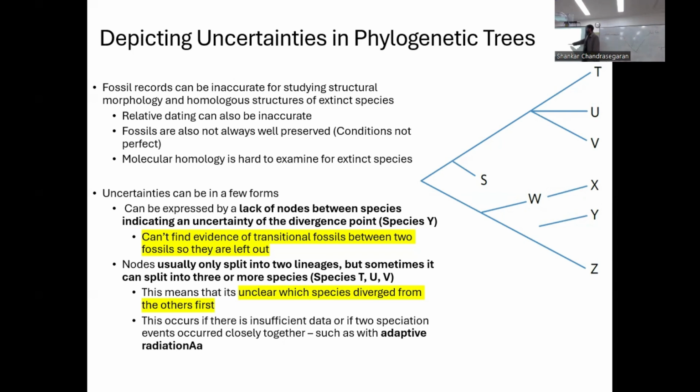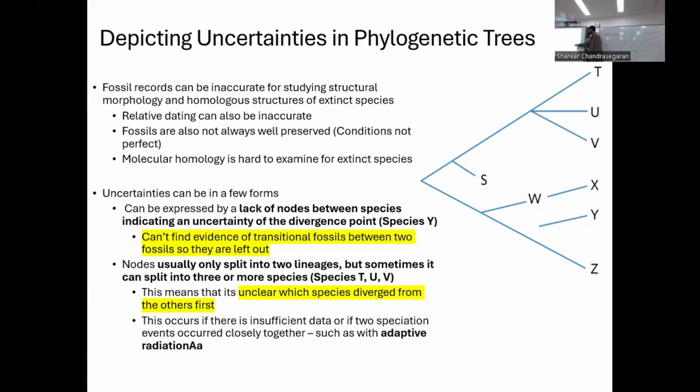So sometimes molecular homology can be very hard to use because there can also be barriers to be able to identify them. So all these uncertainties can be expressed in two main ways. One is that there's going to be a lack of a node between a species, indicating uncertainty of the divergence point. Specifically, we're looking at species Y. So we don't know at which point it would have diverged from the lineage.